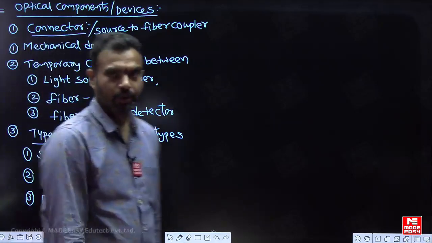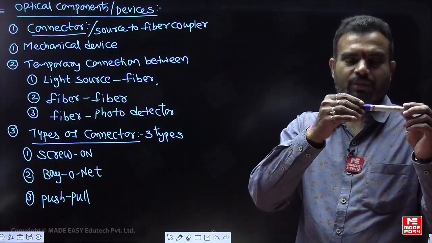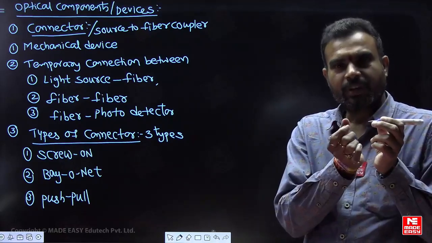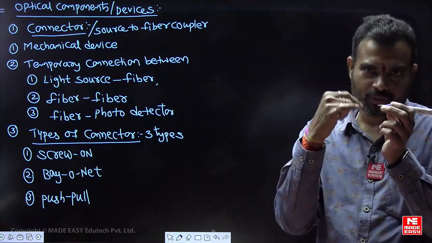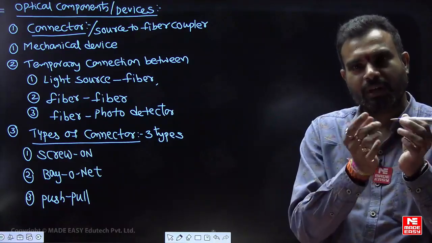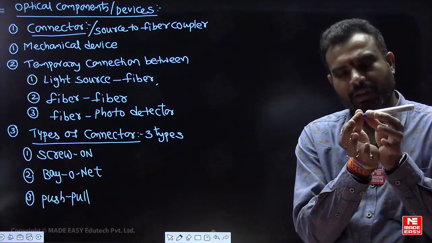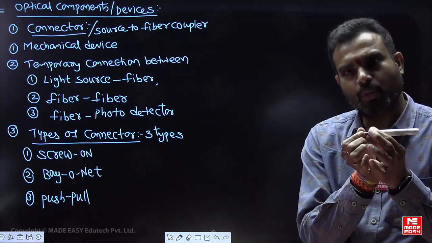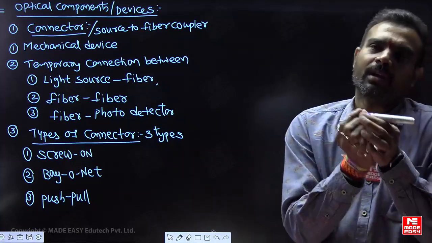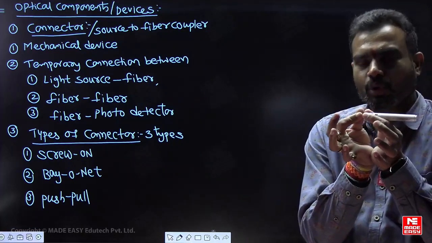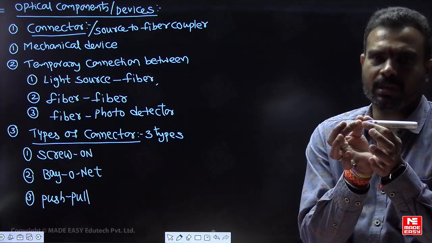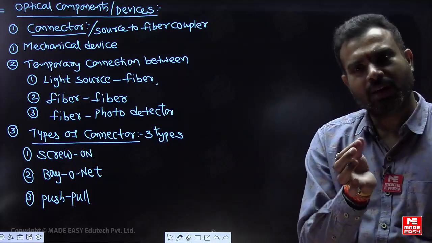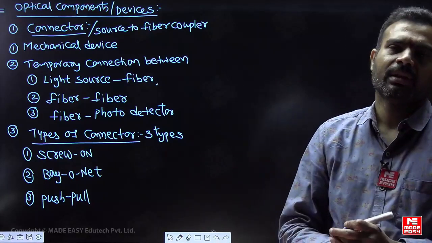I will explain the screw on connector. Try to understand this concept. There is a screw at the end of the fiber, and there is a thread on the light source. The fiber is placed into the light source and you tighten the screw. When you tighten this screw, it forms a temporary connection between those two. If you want to remove it, you just loosen the screw and remove the fiber. The light source and the fiber get separated from each other. That is called screw on.